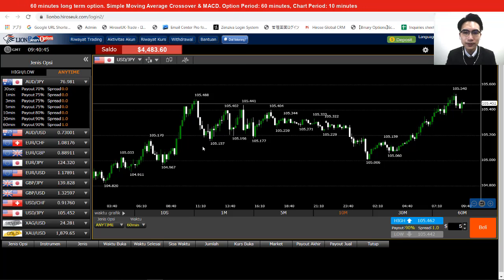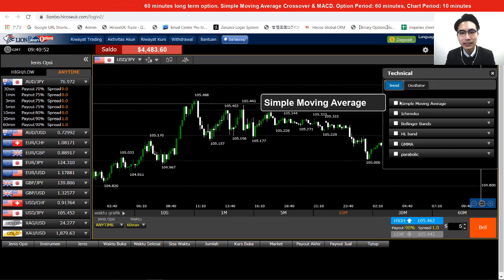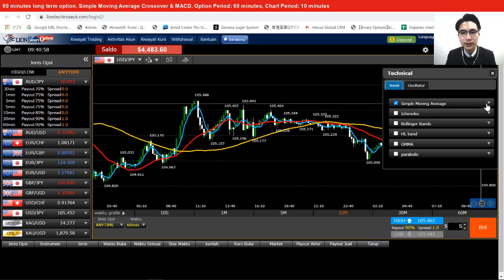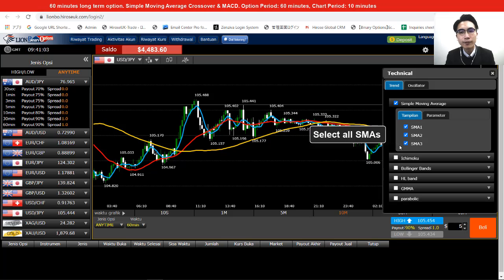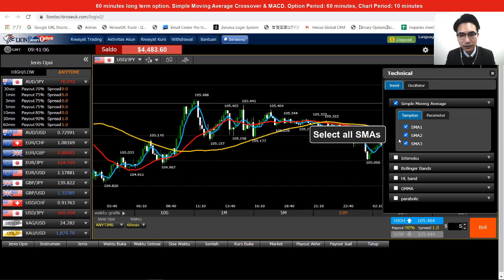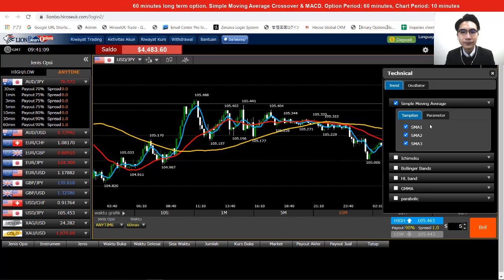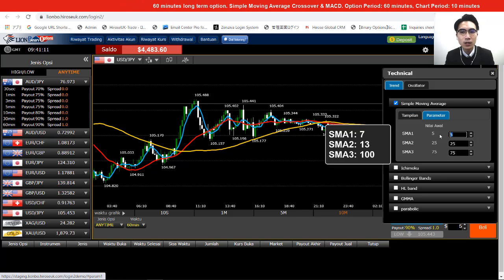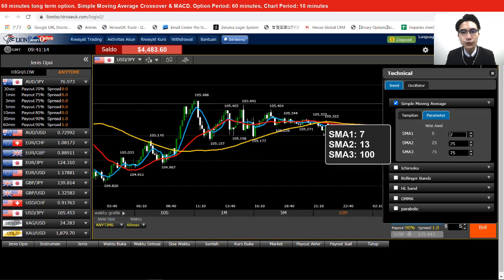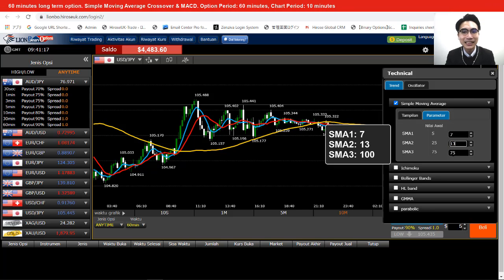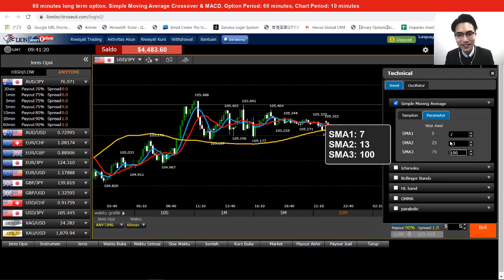Okay, so let's go to technical indicator. Just click on the little button right there. First we'll select the simple moving average, put a tick there. Next we'll open the drop down for simple moving average and confirm that all the SMAs are selected. Then we'll go to the parameter. SMA 1 will change to 7, SMA 2 we change to 13, and SMA 3 we change to 100. Again, 7, 13, and 100.